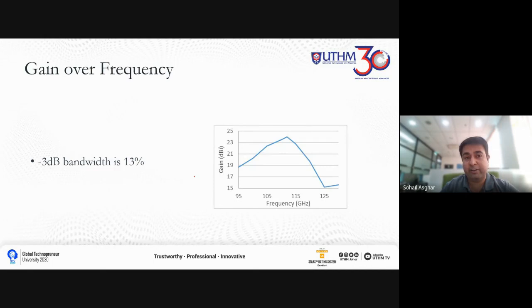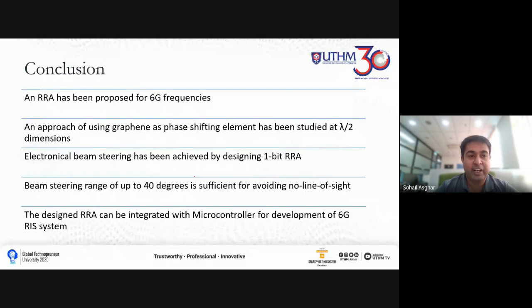The reflectarray also has bandwidth in our design. The minus 3 dB bandwidth is 13%. In conclusion, an RRA has been proposed for 6G frequencies, and the approach of using a graphene phase shifting element has been studied at lambda by 2 dimension for each element of the array. Electronically, beam steering has been achieved for the 1-bit RRA, with a beam steering range of up to 40 degrees, for avoiding non-line-of-sight communication. The designed RRA can be integrated with a microcontroller for the development of 6G RIS systems.